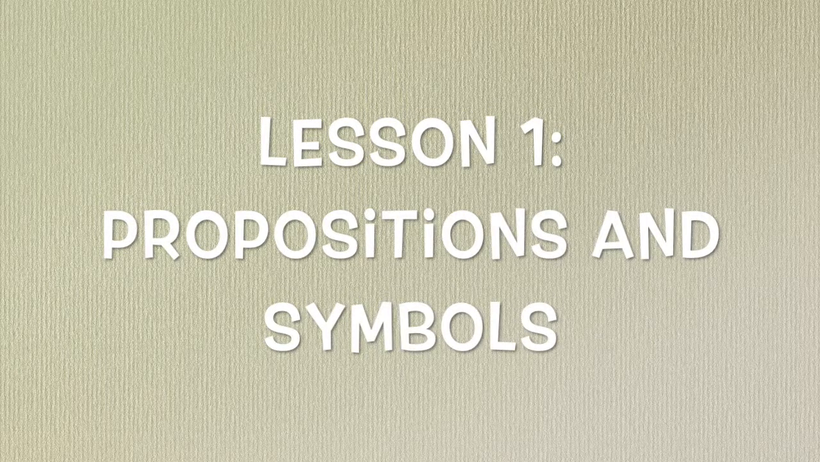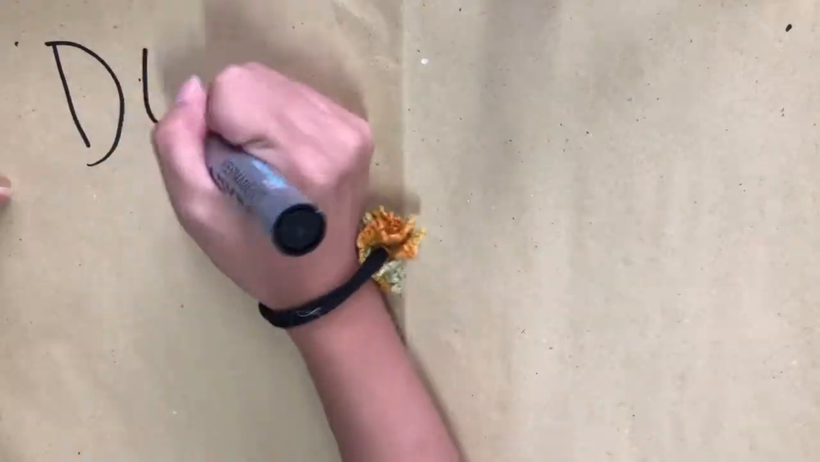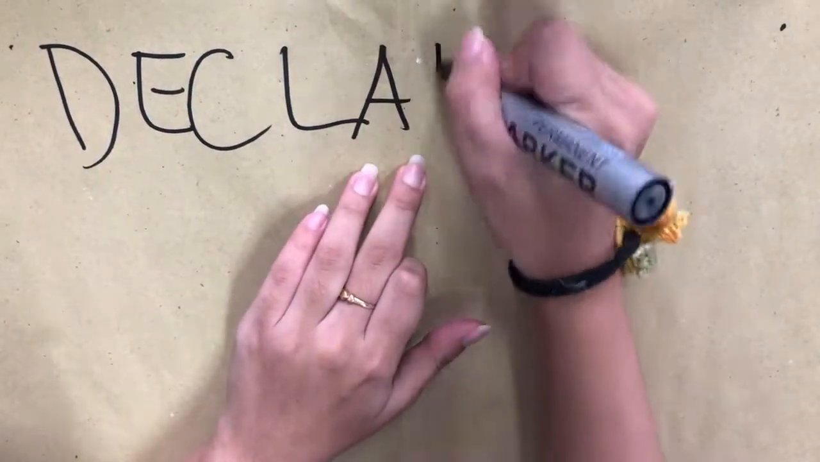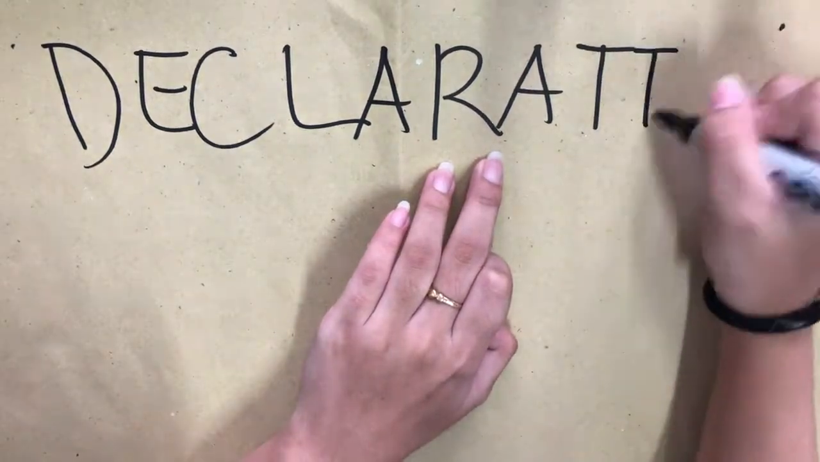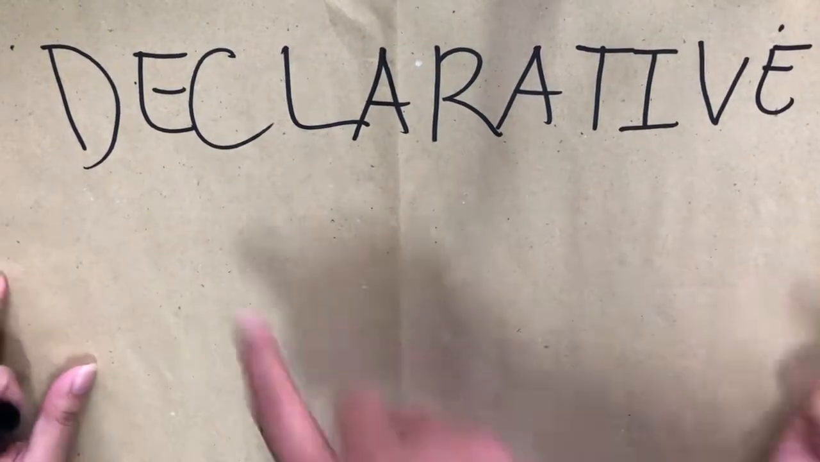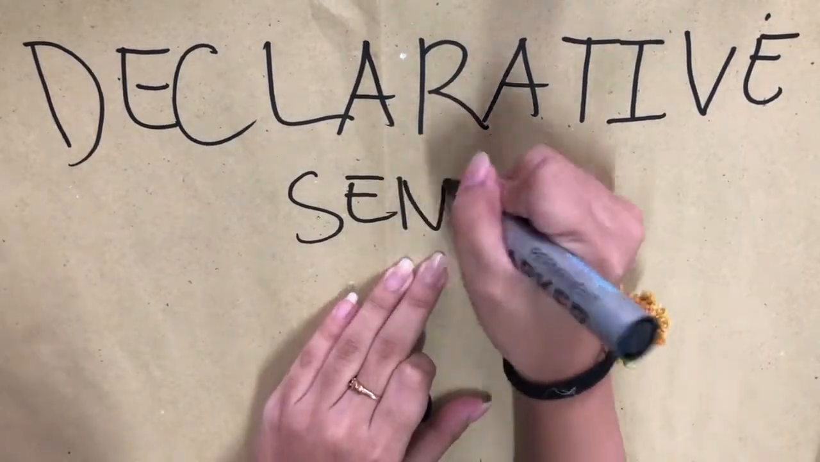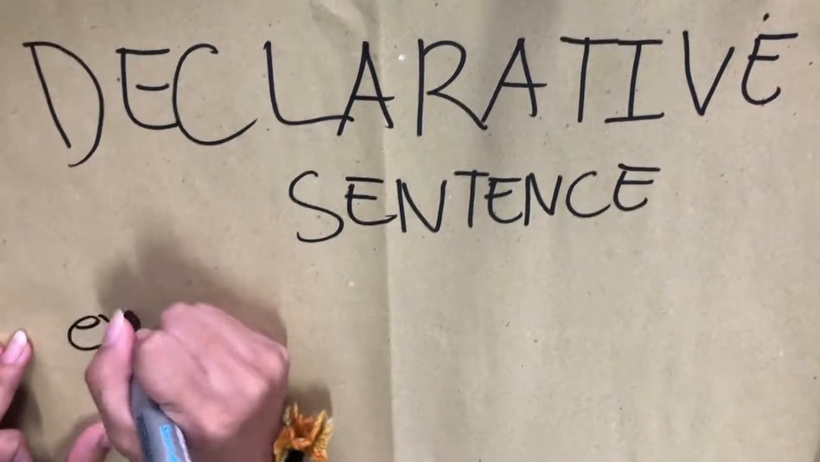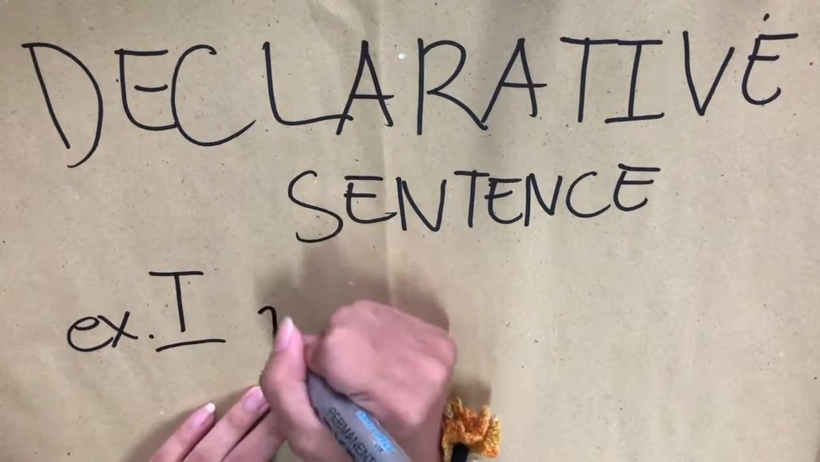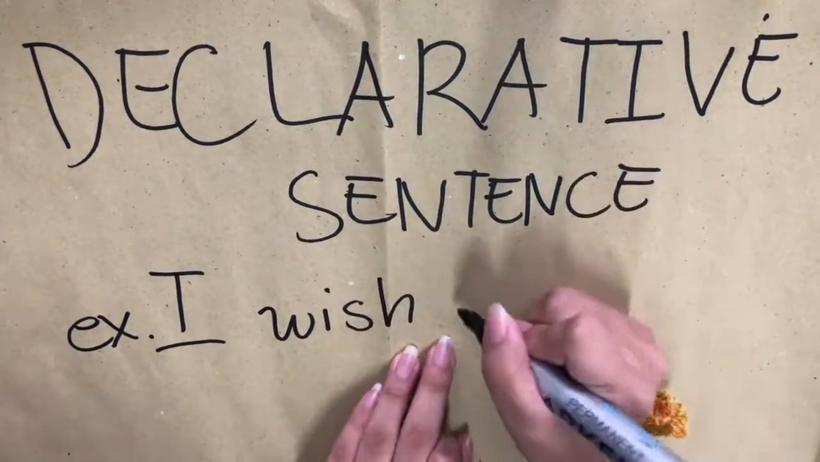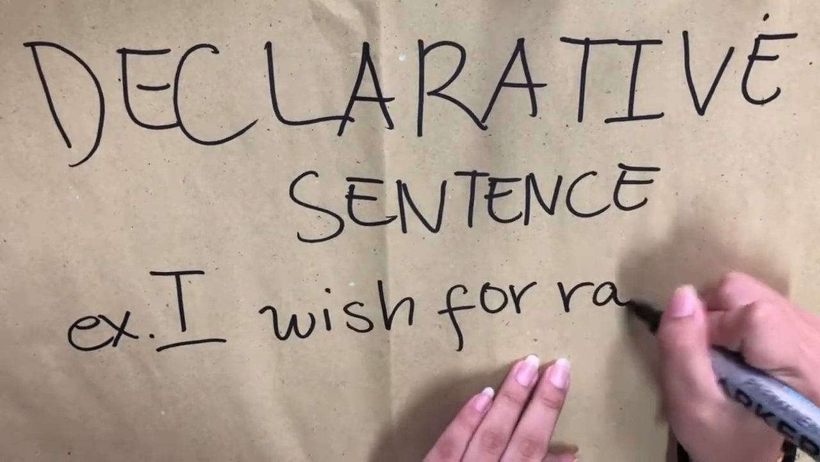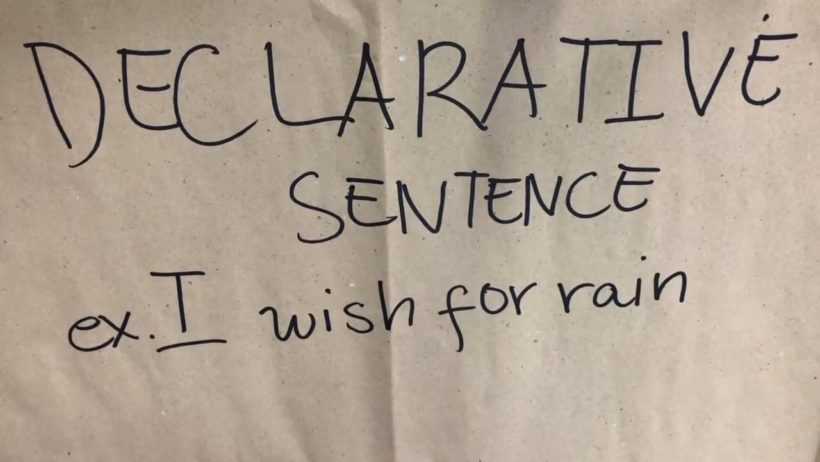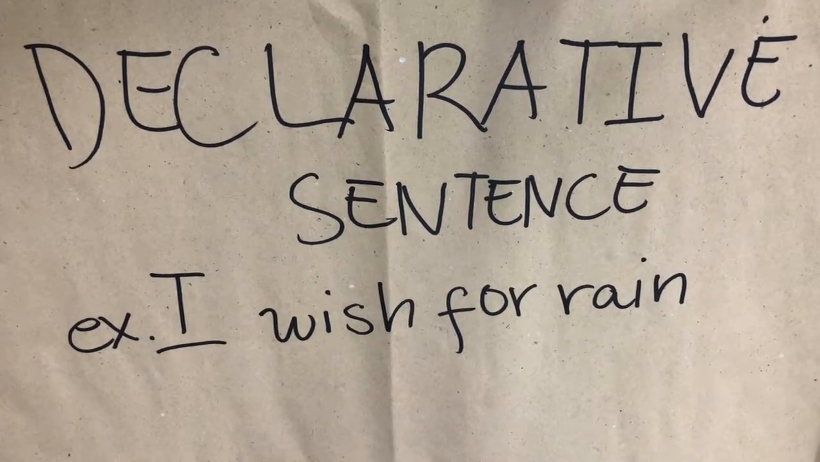Lesson 1. Propositions and Symbols. So first, what is a declarative sentence? A declarative sentence is used to make a statement of fact, wish, intent, or feeling. For example, I wish for rain. So why is there a declarative sentence for math?